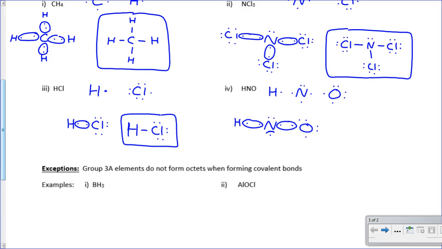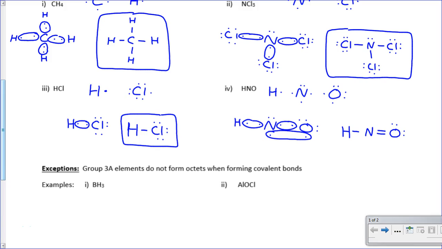And so what they decide to do is nitrogen and oxygen bond a second time here and share a second set of valence electrons. And so we get what's called a double bond here, where nitrogen and oxygen are sharing 2 pairs of electrons. And so the way that we draw this as a Lewis structure is H is bonded to N, and then that N is double bonded to the O, and it looks like this.